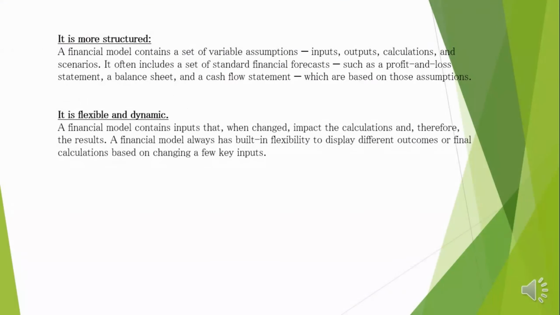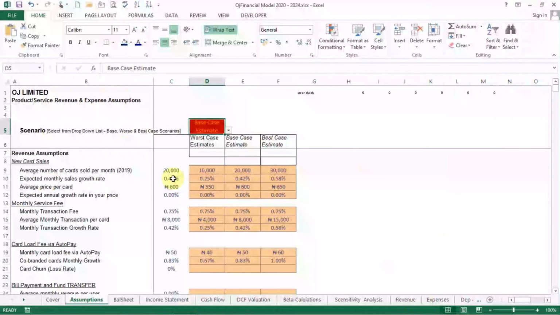All of it are based on the assumptions that are being created in this financial model. Number 2, it is flexible and dynamic. A financial model contains inputs that, when changed, impact the calculations and therefore the results. A financial model has inbuilt flexibility to display different outcomes or final calculations based on changing a few key inputs. Let's look at a typical financial model that we've developed for a private company. In this model, for a company called OJ Limited, we have a worst case estimate here, a base case estimate here, and a best case estimate here. All of these estimates have various inputs that have been predefined.